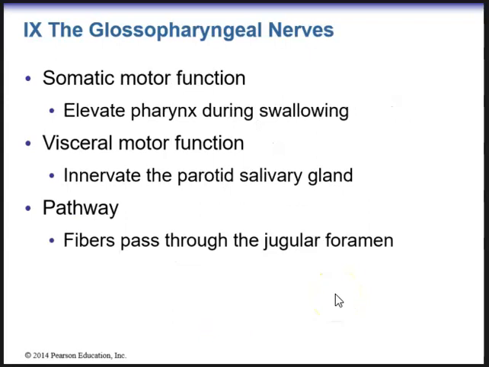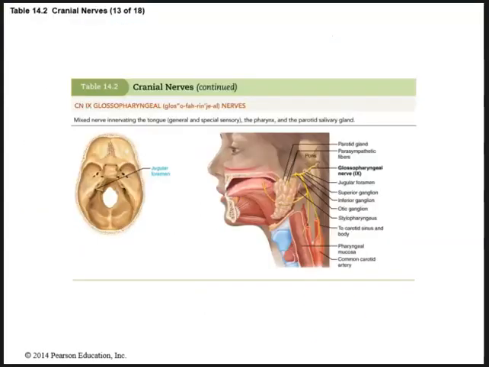We also have a motor function: it helps elevate the pharynx during swallowing, can innervate the parotid salivary glands, and we have fibers that pass through the jugular foramen. And here we can see the different branches of the glossopharyngeal nerve innervating the parotid gland as well as the posterior 1/3 of the tongue.